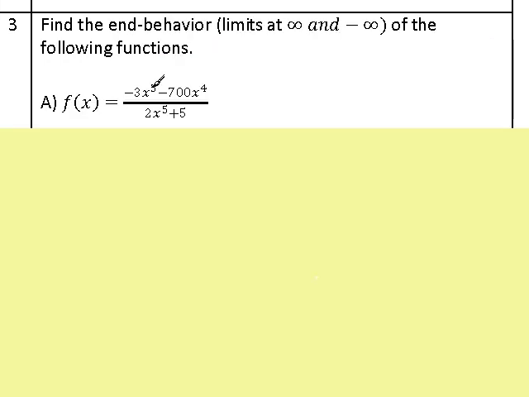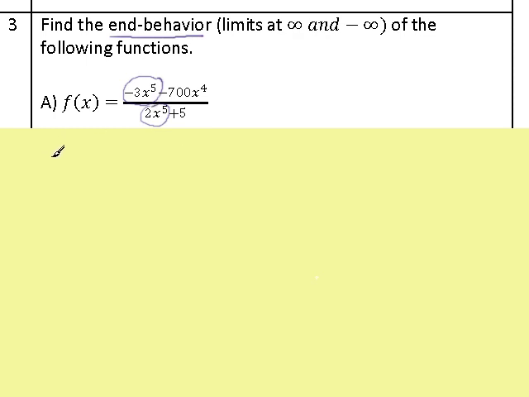In number 3, we're finding what we call end behavior. This is again pre-calculus because we're not using derivatives. That is the limit as x goes to infinity and as x goes to minus infinity. So let's start with A. What we do is we say that the end behavior is really determined by the quotient of the highest power in the numerator divided by the highest power in the denominator.